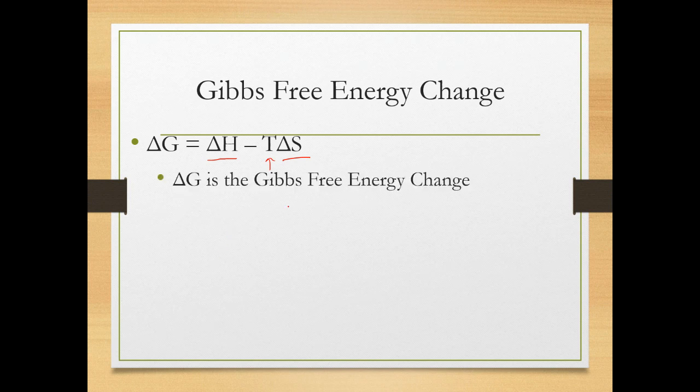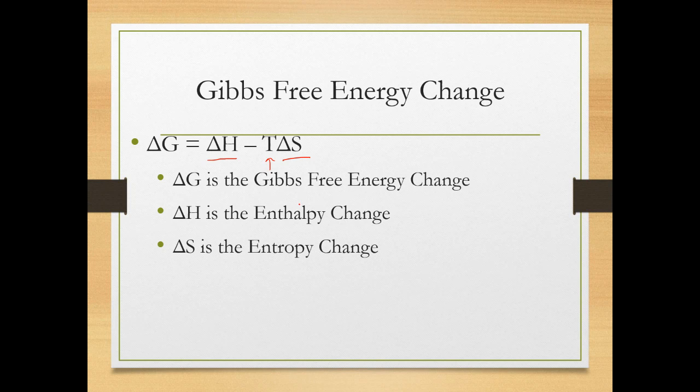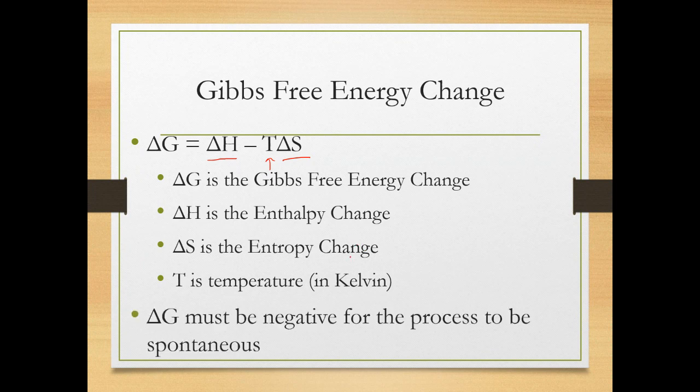So delta G is called Gibbs free energy change. Delta H is the enthalpy, which is the heat change. And delta S is the entropy change, the spontaneity change. T must be in Kelvin. You have to be in Kelvin in order to do this calculation.